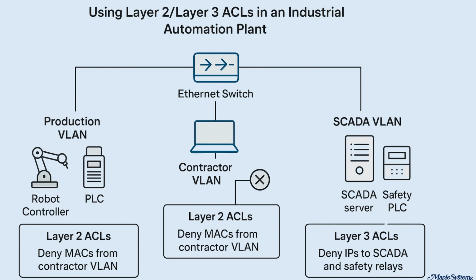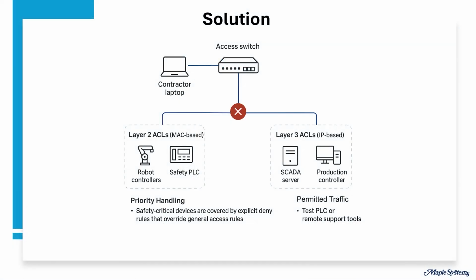During a maintenance window, a contractor connects their laptop to a port in the production VLAN to monitor a robotic controller. Due to misconfiguration, the laptop begins sending network scans, probing SCADA servers and safety relays. Although no systems are compromised, the extra traffic adds jitter to time-sensitive control flows, raising concerns about lateral movement and operational disruption. So what's the solution here?